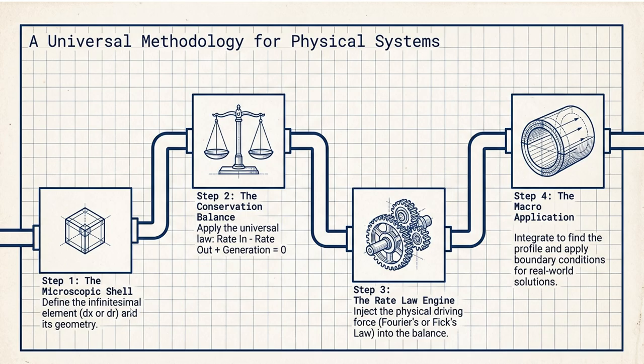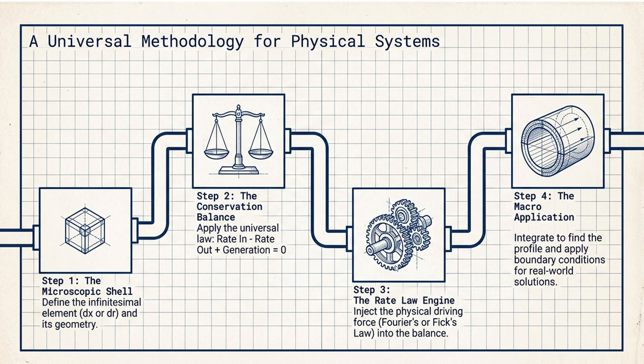We have defined an infinitesimally small element of required thickness and its geometry depending on the coordinate system. The second step would be to apply conservation equations like either energy balance in case of heat transfer systems and material balance in case of mass transfer systems. So the basic energy conservation equation is rate of input minus rate of output plus generation is equal to zero. Zero is the term of accumulation. We assume steady state in all our assumptions. So accumulation is zero in case of steady state.